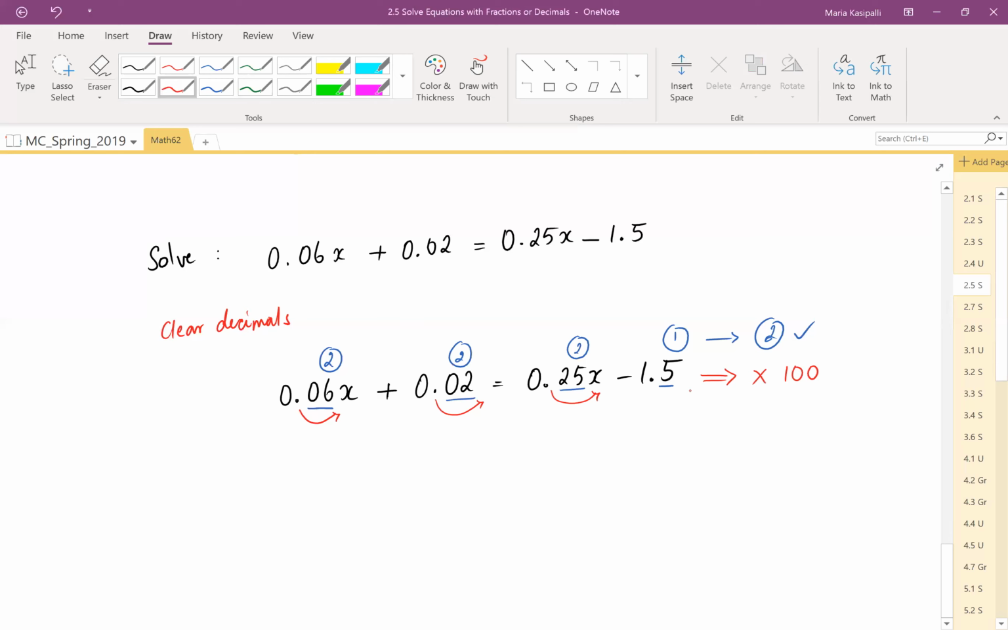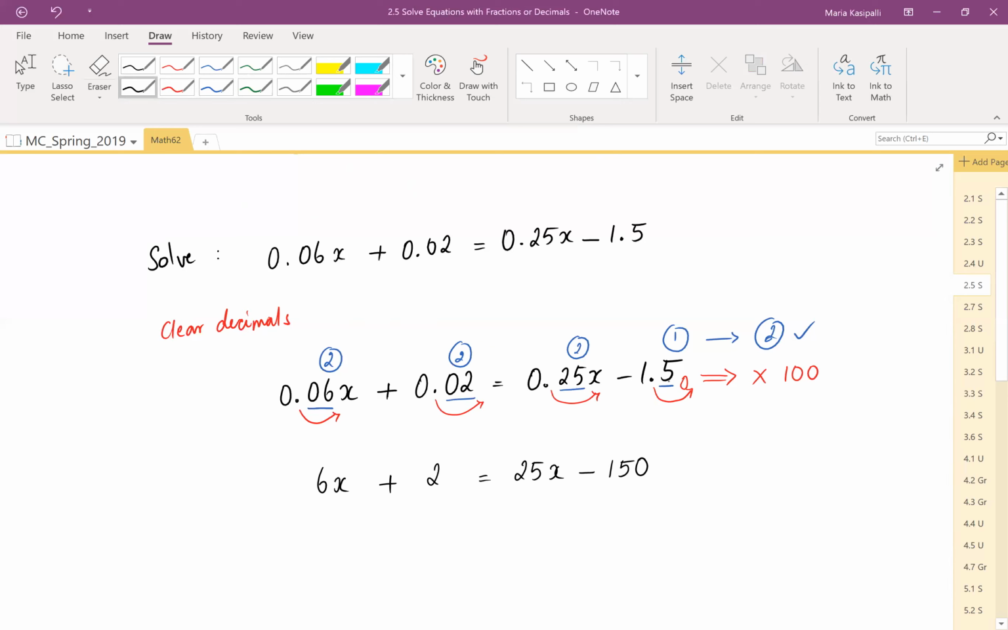Now here I have only one decimal place. I have to insert a 0. That's one thing you have to remember. So this becomes 6x plus 2 equals 25x minus 1.50, because you have to move 2 decimal places. You only had 1 decimal place, only the 5 was there. So you have to move 2 places though, which means you insert a 0. Just like that, you cleared all your decimals and you got this.